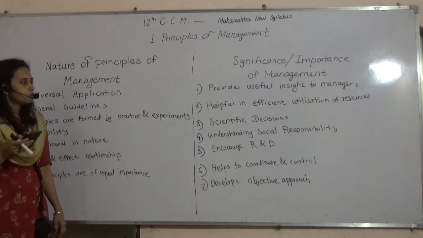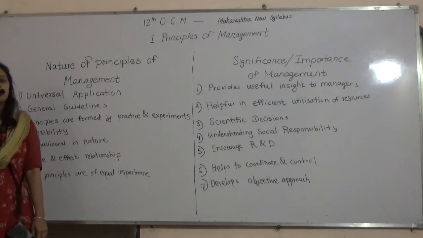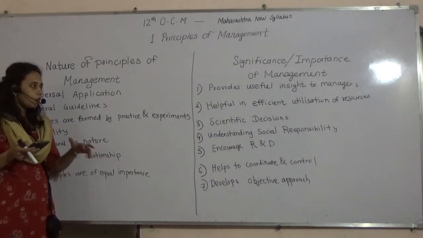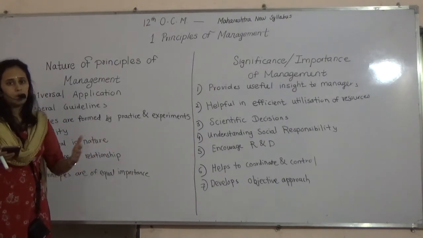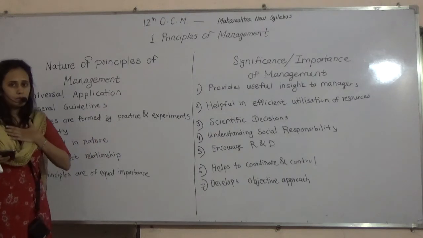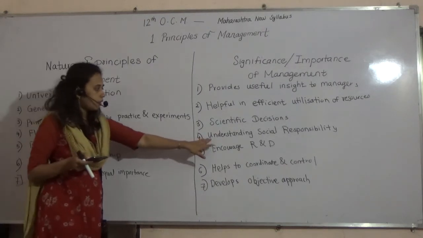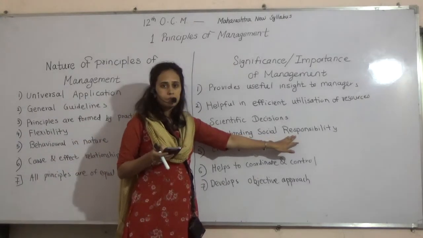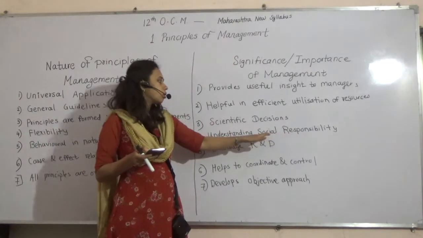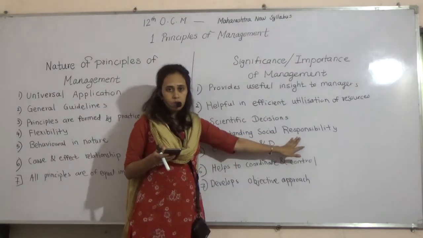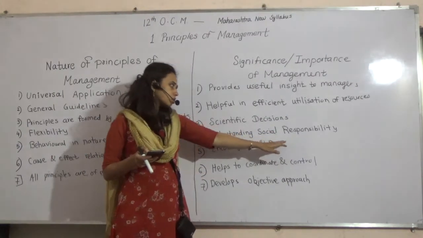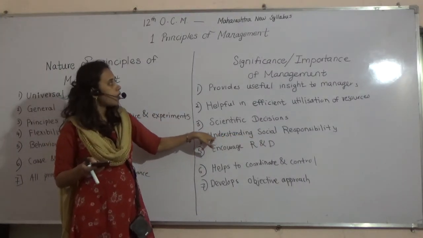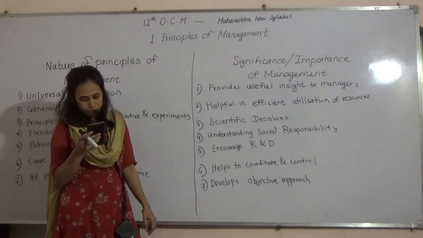Next, understanding social responsibility. Now what is social responsibility? Social responsibility means you have different groups, consumers, government. Suppose I am the entrepreneur of the organization. My social responsibility towards the government is paying taxes regularly, or my social responsibility toward the consumer is giving quality products. So these are called social responsibility. These things you will be able to understand in management.